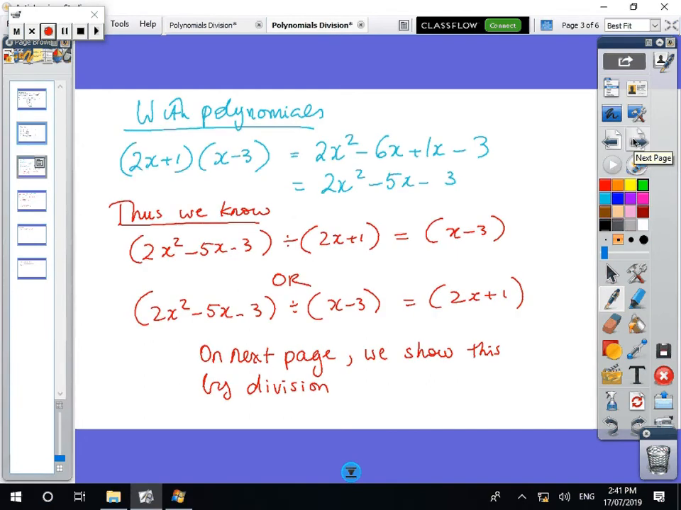Okay, before we do the actual division, I just want to make sure we've got a sum that works. So if I multiply that by that, I get that answer. Okay, just using FOIL. Thus, if we know that these two multiply to that, if I divide the answer by either of the brackets, I get the other bracket as my answer. So if I go 2x squared minus 5x minus 3, if I divide by 2x plus 1, I get x minus 3. If I divide the block by x minus 3, I must get 2x plus 1. And I'll show you how we do it in algebra.